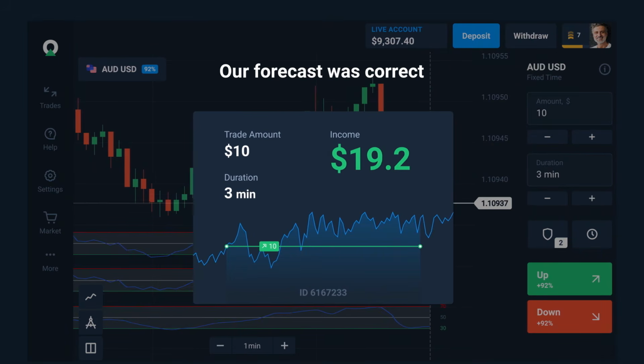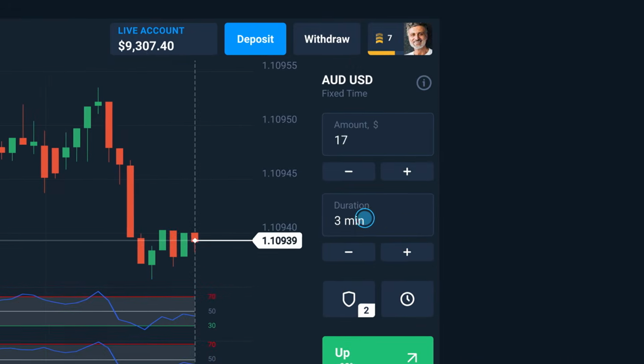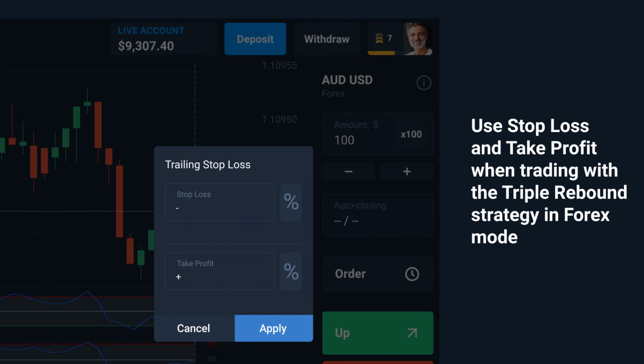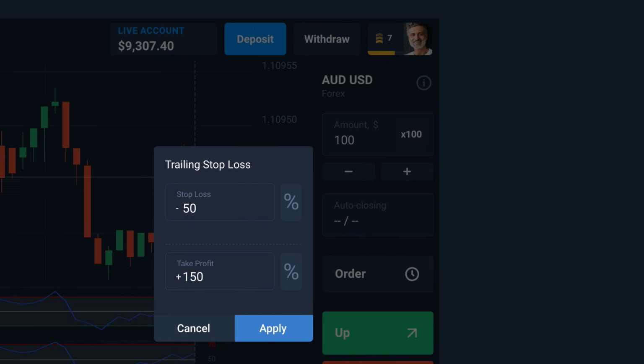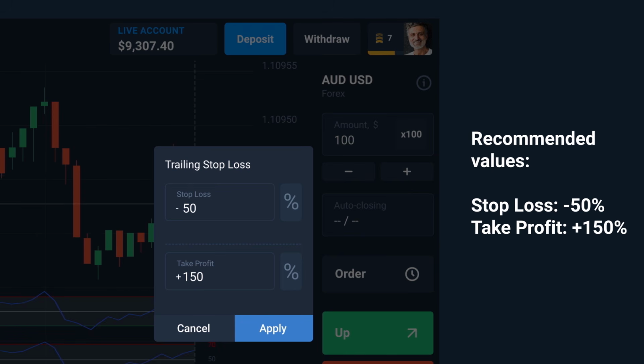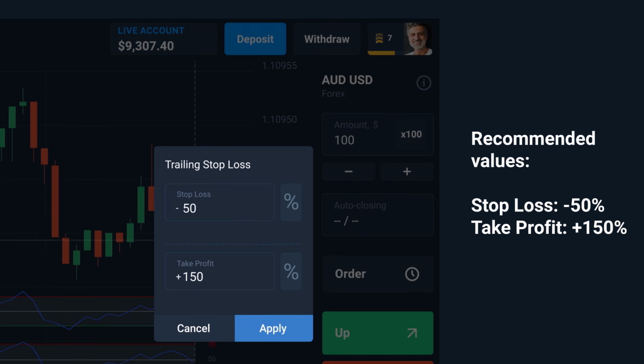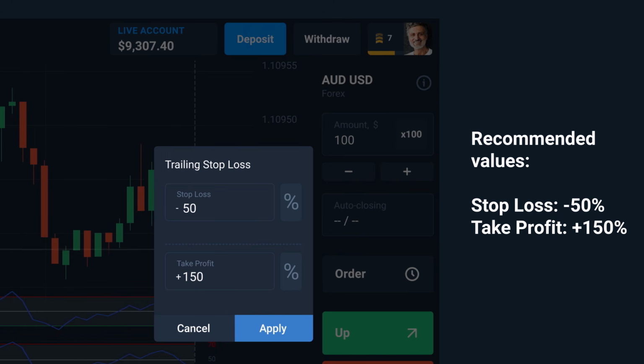Our forecast was correct. Use stop loss and take profit orders when trading with the triple rebound strategy in Forex mode to adjust your trades more accurately. We recommend that the stop loss is set to 50% of the trade amount, while the take profit is set to 150% of the trade amount.